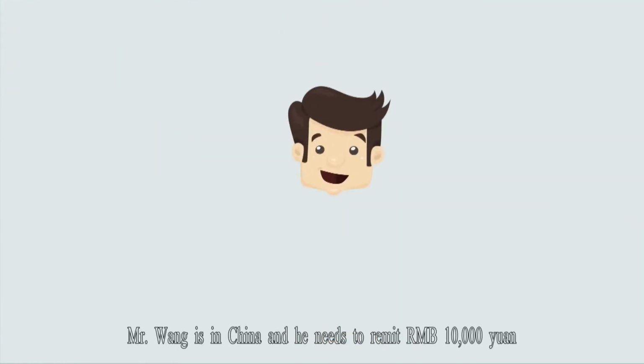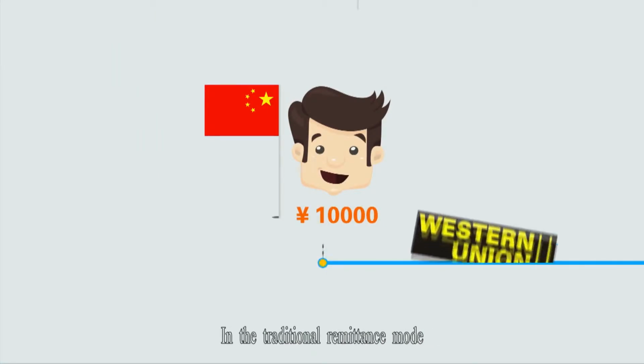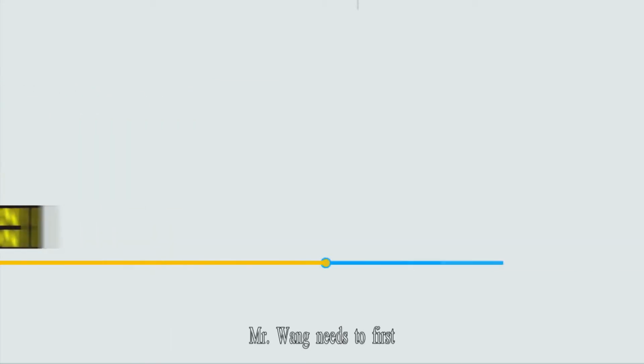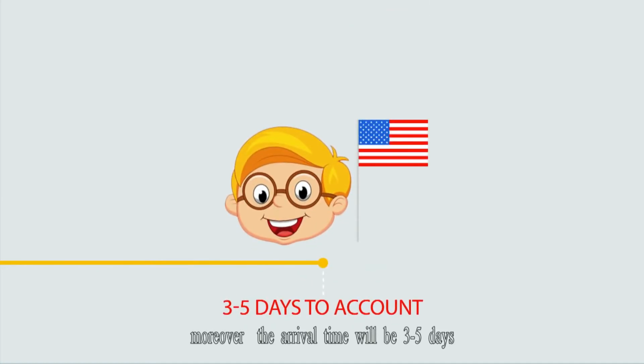For example, Mr. Wang is in China and he needs to remit renminbi 10,000 yuan to his son studying abroad in America. In the traditional remittance mode, for example Western Union, the International Urgent Remittance Service, Mr. Wang needs to first change the renminbi 10,000 yuan into US dollars and pay $25 as the charge for remittance. Moreover, the arrival time will be 3 to 5 days.